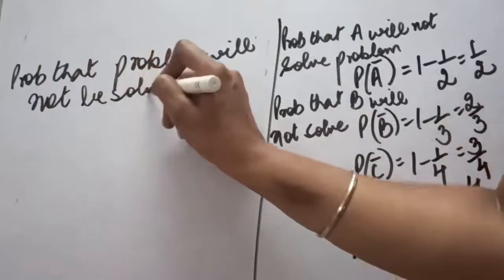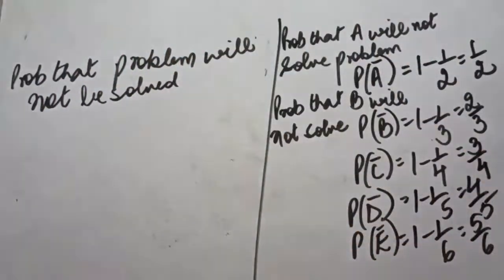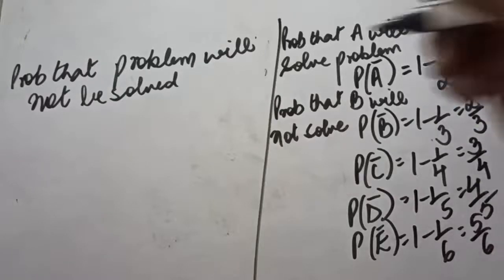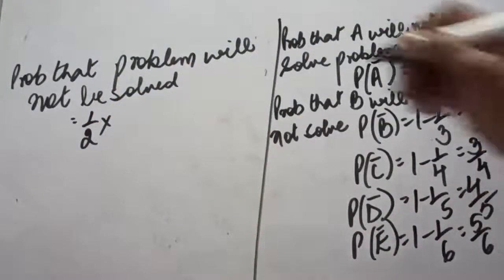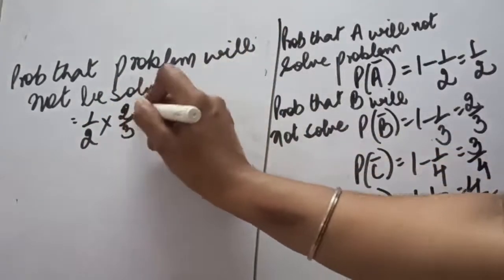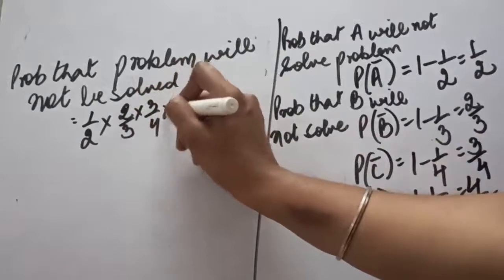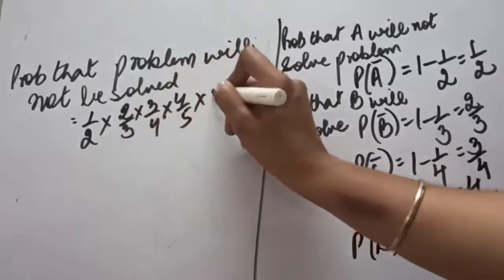So problem will not be solved means A will not be able to solve the problem, B will not, C will not, and D will not. It means and, or we can say all will not be able to solve the problem. So all. In case of and all, we apply multiplication theorem. So we will just write these values to be multiplied. It will depict that nobody will be able to solve the problem.